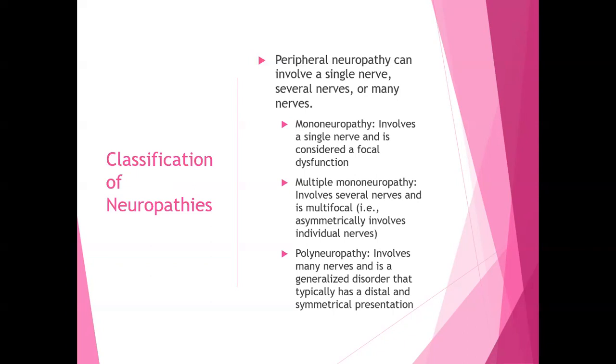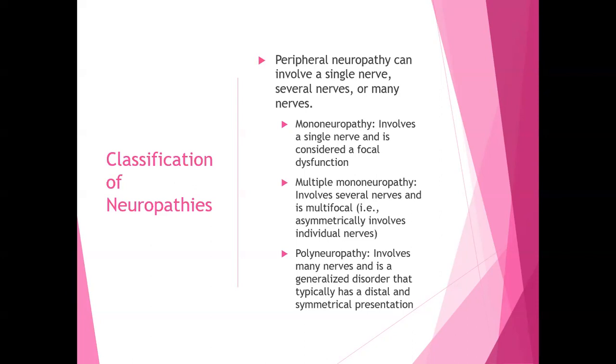So in classifying the different neuropathies, they either involve a single nerve, several nerves, or a whole lot of nerves. So mononeuropathies, such as carpal tunnel syndrome, involve a single nerve. Multiple mononeuropathies involve several nerves, and polyneuropathies involve lots of nerves. So the main difference between a multiple mononeuropathy and a polyneuropathy.